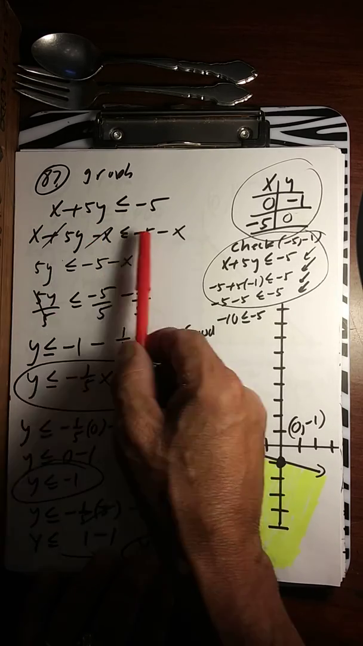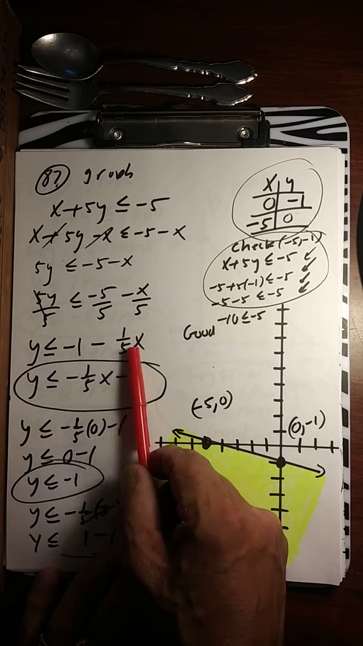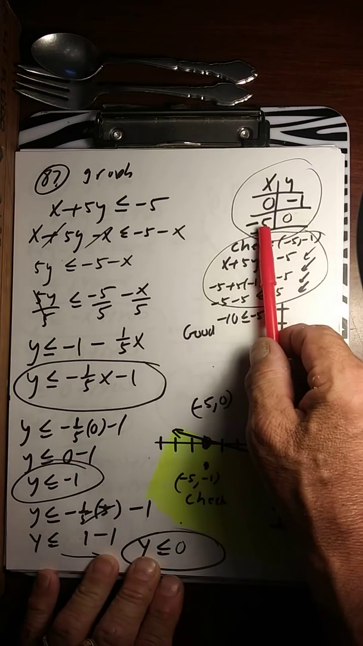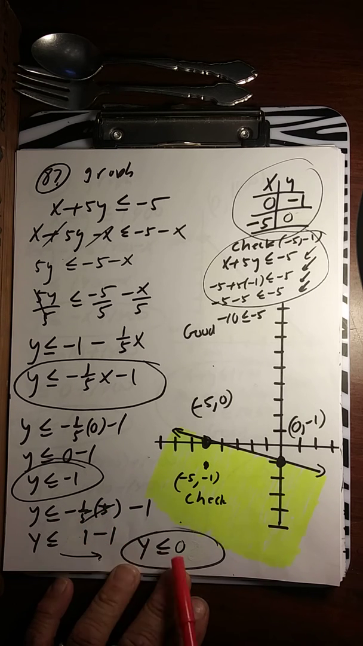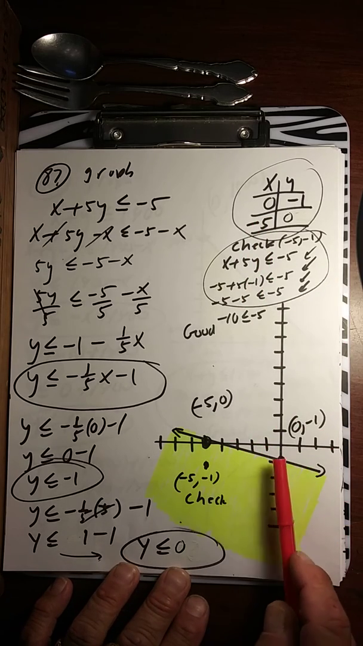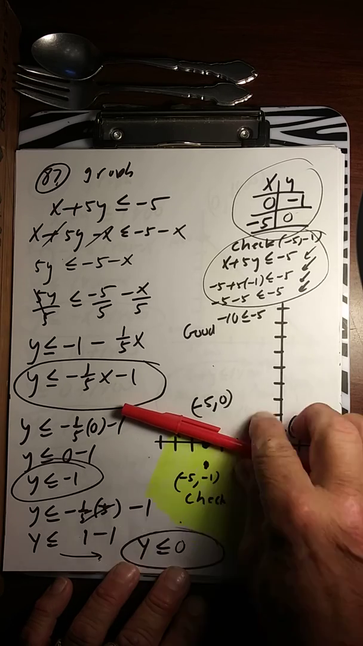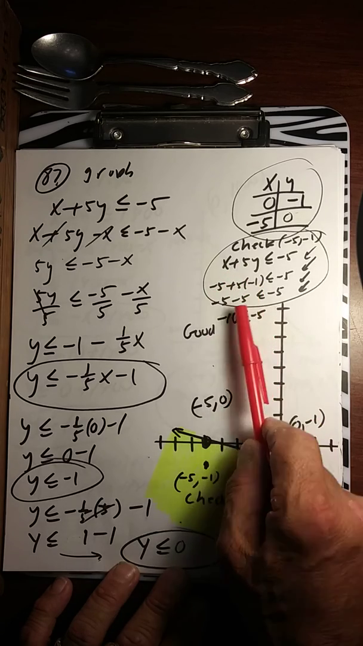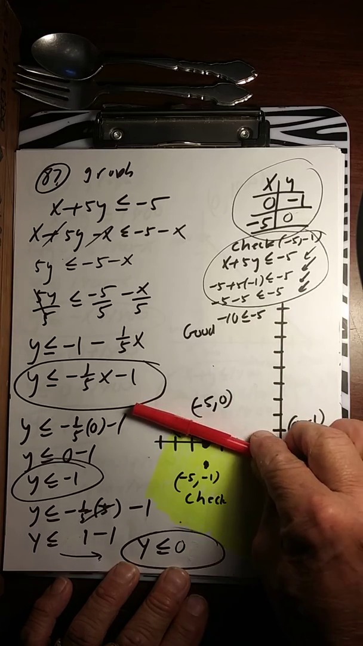Solve for y: minus x, 5y is this, divide by 5. So y is less than or equal to 1 fifth x minus 1. Put a 0 in there, 0 times that, 0 minus 1, negative 1. Put a negative 5 in there, 5 times that, negative negative is positive, so 0. So we got 0, negative 1, and negative 5, 0 right there. Now let's put a number in there. Negative 5, negative 1. Is it working there? Negative 5, 5 times that, negative 5, negative 5, negative 10. Is that less than 5? Yes. So that means the answer is right here, this way.